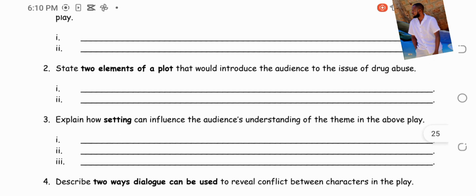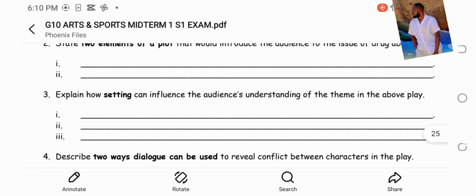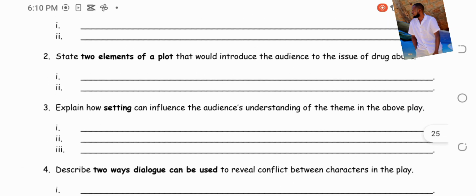Then state 2 elements of a plot that will introduce the audience to drug abuse. We can have exposition, the introduction, then conflict. We can also have conflict, which involves also are the components of setting. Question number 3, explain how setting can influence the audience understanding of the theme.